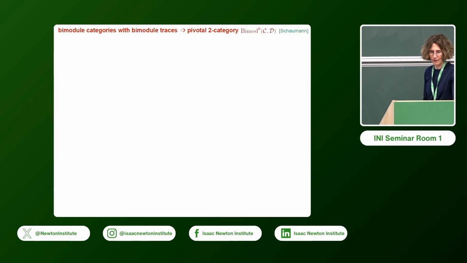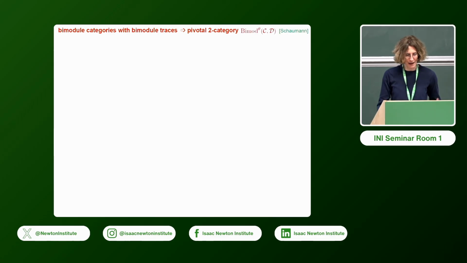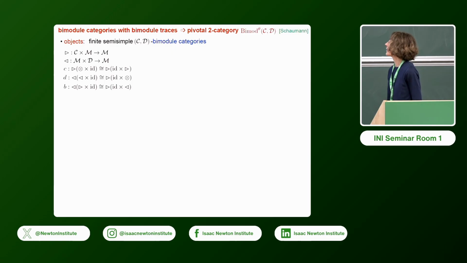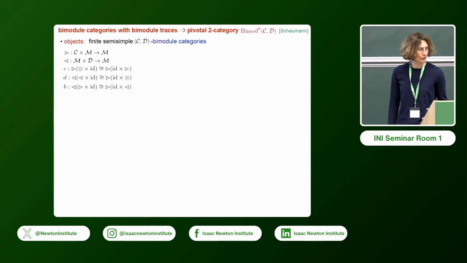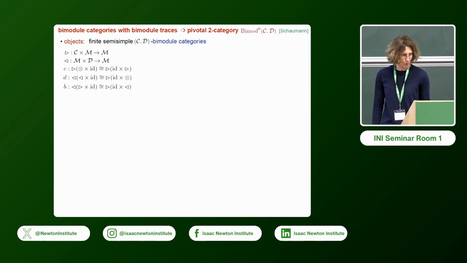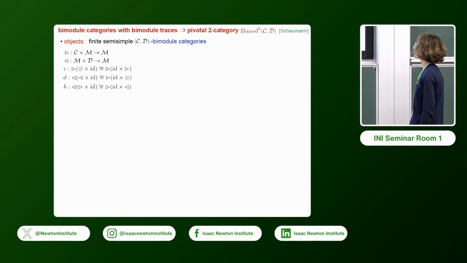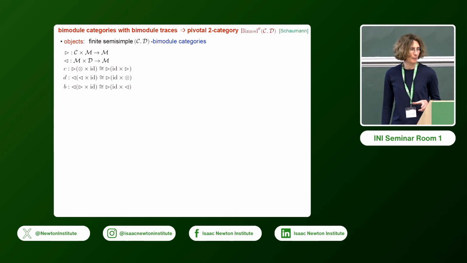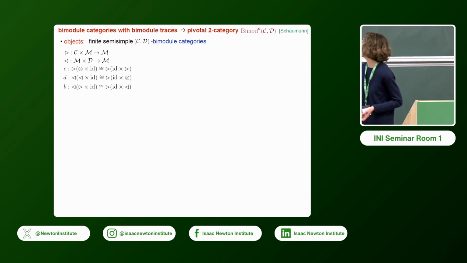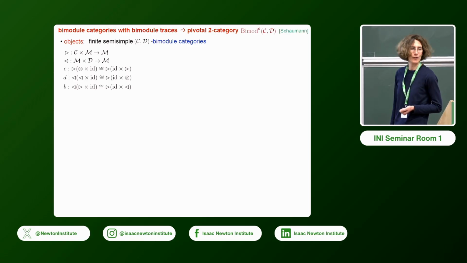Okay, so what is all this data? I wanted to sketch this briefly. The bimodule categories with the bimodule traces, for fixed spherical fusion categories C and D, form a pivotal 2-category. The objects are the bimodule categories. A bimodule category is a category, which here we take to be finite and semisimple, M, together with 2 functors that describe the action of the spherical fusion categories. So it's like a group action, but it's an action of a category. And therefore, the usual rules that tell you it doesn't matter if I first multiply the group elements and then act, take the form of coherence isomorphisms.